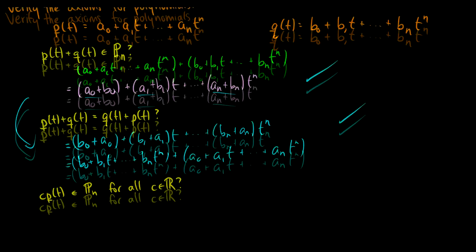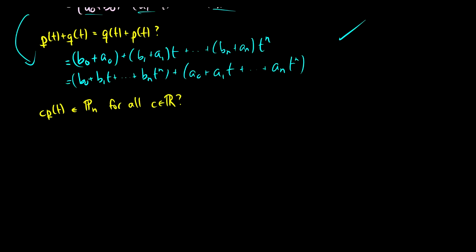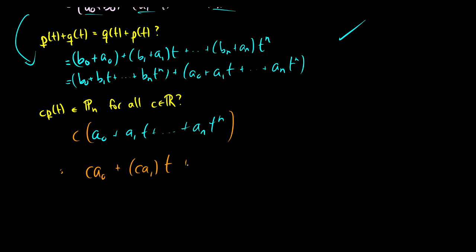What about this third one? If we take a constant and multiply it, for all c, well, first of all, we have a0 plus a1t all the way up to an t to the n, and let's multiply that by some constant c. Well, then we just end up with c times a0 plus c times a1 times t all the way up to c times an times t to the power of n, and we're good. So these were 3 of the axioms. With these 3 axioms, you can prove everything else pretty straightforwardly.